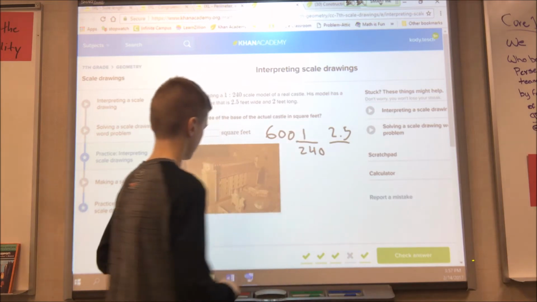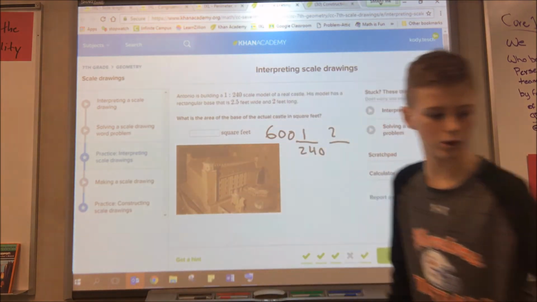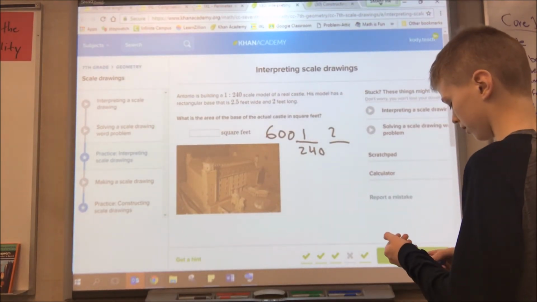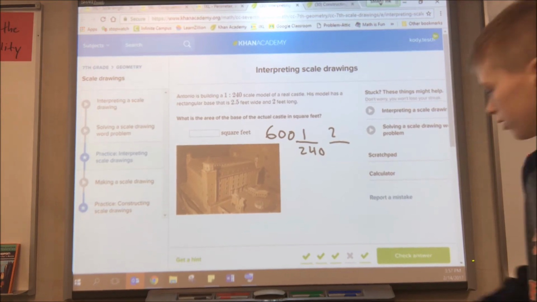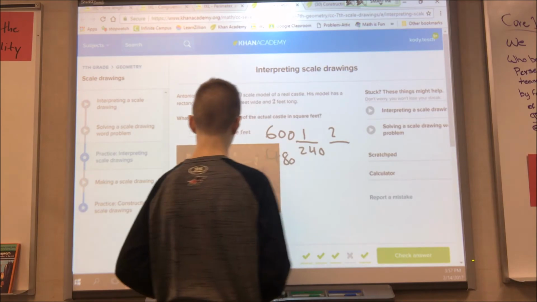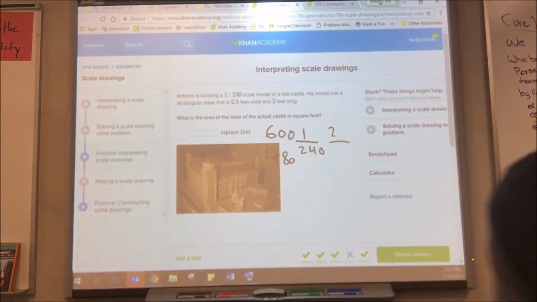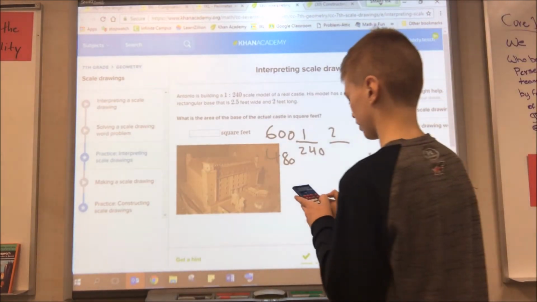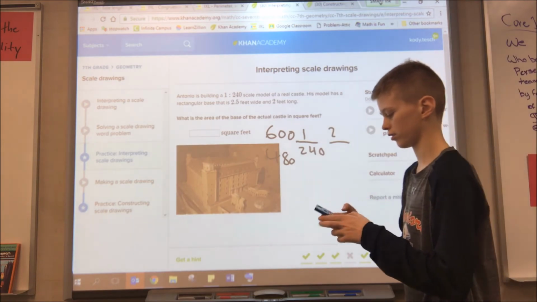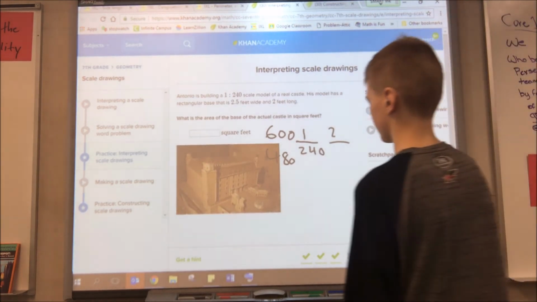So to do the problem over again for the second number, we get 480. So if we take 480, and then to get the area of the base, which means you would multiply those together, you would get 288,000 square feet.